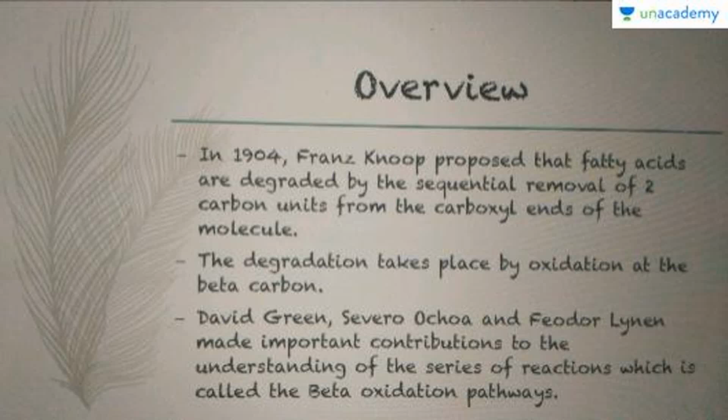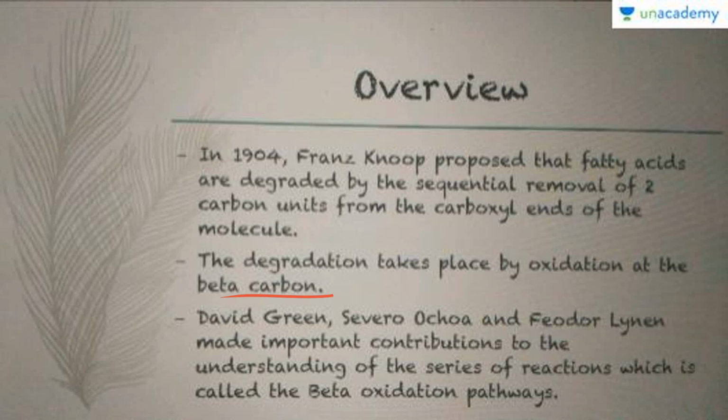Overview: in 1904, Franz Knoop proposed that fatty acids are degraded by the sequential removal of 2 carbon units from the carboxyl ends of the molecule. The degradation takes place by oxidation at beta carbon.